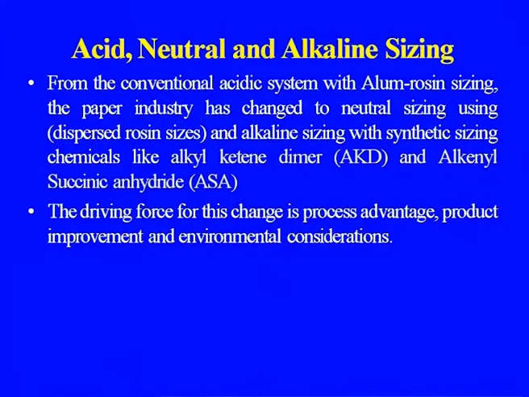So, from the conventional acidic system with alum rosin sizing, the paper industry has changed to neutral sizing, dispersed rosin size, and alkaline sizing with synthetic sizing chemicals like alkyl ketene dimer and alkenyl succinic anhydride. The driving force for this change is process advantage, product improvement, and environmental consideration. These are some of the advantages why everybody is now talking about AKD or ASA sizing.